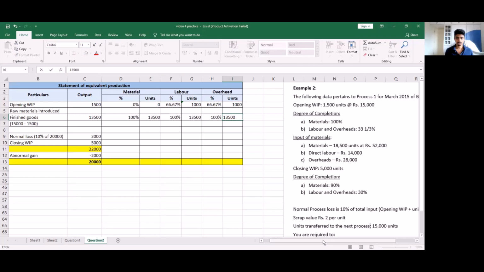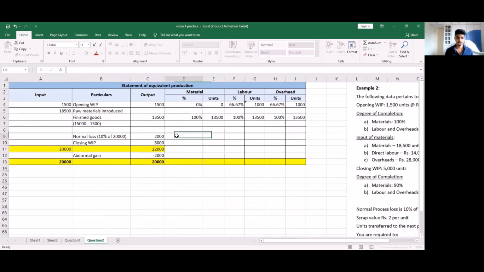Next, we have normal loss units. And as we saw in our last question, no work has been done on normal loss units. So we will write 0% and the units as 0. Next, we have closing work in progress.